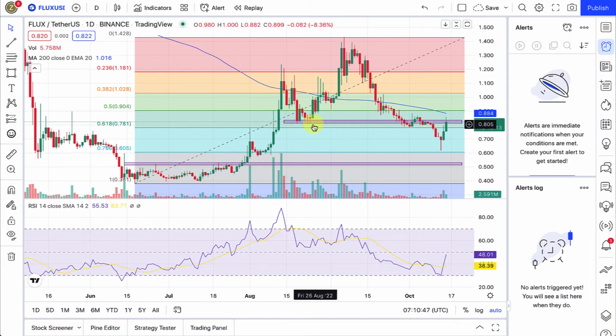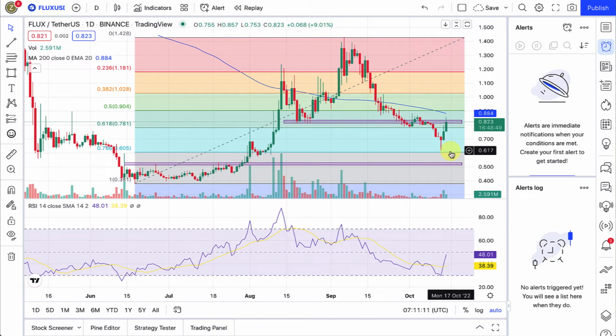So if this resistance holds, I think the price is going to come back down. So what I'm waiting for is for price to retest the levels here. This is one of these support levels. So there's a big support level here at the 0.78 Fibonacci retracement. It did nearly get there and rebounded. So it's probably going to test this again.